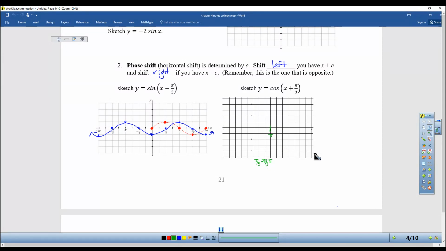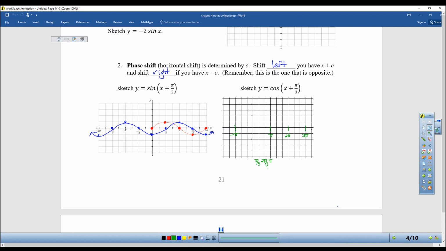Can you see why we're not going to label them all? 1, 2. This is going to be 2 pi. 1, 2, 3. This is going to be 3 pi. In the other direction, 1, 2, 3. This is going to be negative pi. A little tricky at first.